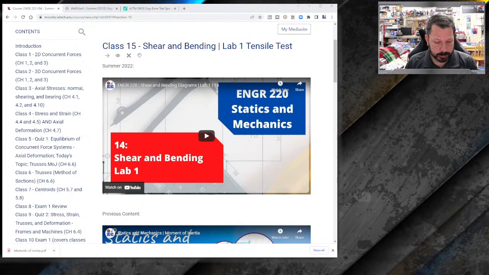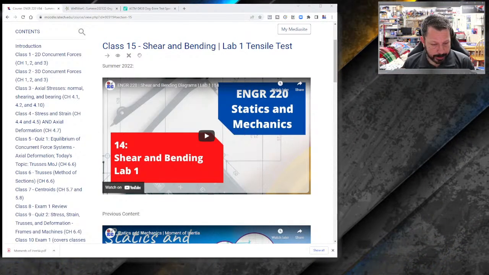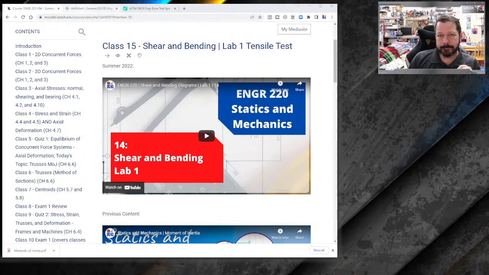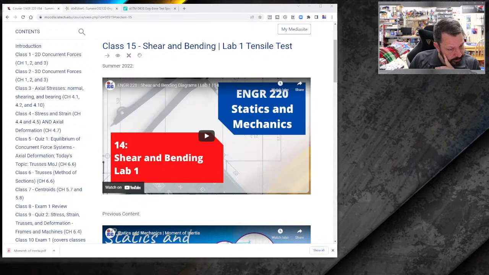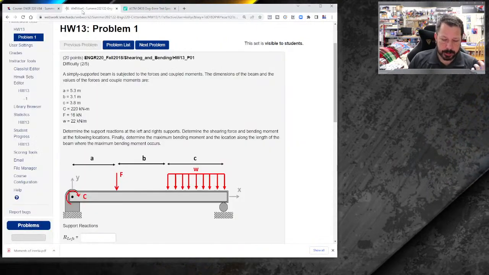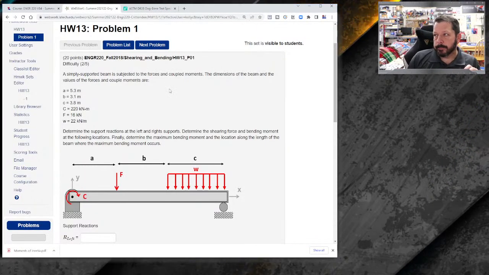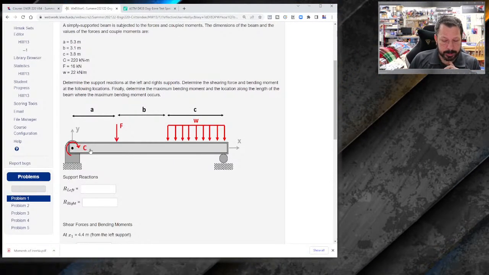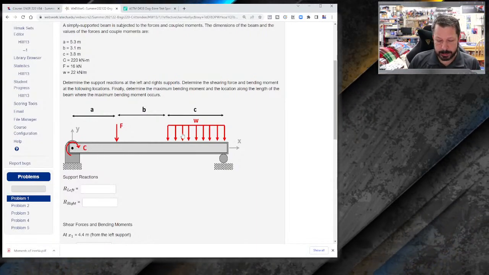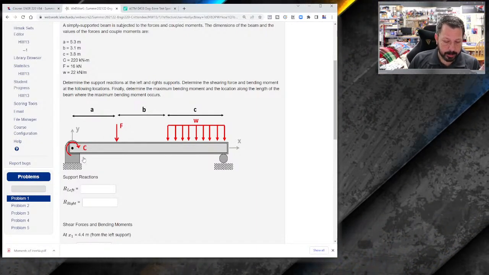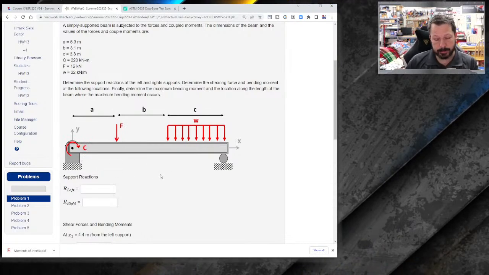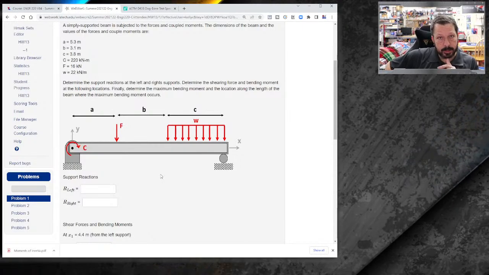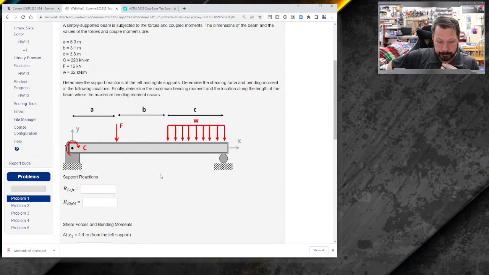So what I did is I went to WebWork and looked through the optional problems, and I couldn't find a problem I wanted to work there, as none of them had concentrated moments on them. So this is actually homework 13 problem 1, and it has a concentrated moment on it, and that's what I was looking for. This one's good because it has a distributed load, a point load, and a concentrated moment. So it has one of each of the possible load types that we'll use in drawing shear and bending diagrams for beams that are flexing.